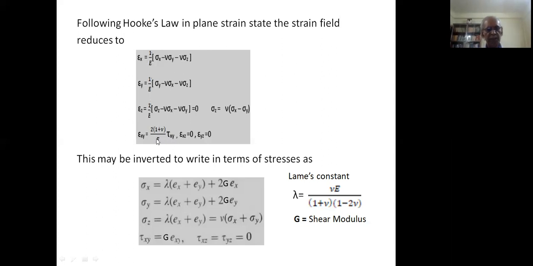And epsilon xy is tau xy by G. So it is 2(1 plus mu) by E times tau xy. This is a simple one that we all know. And epsilon xz and epsilon yz are 0. That is the assumed condition for plane strain.